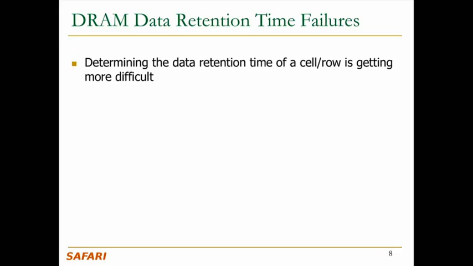I say cell or row in this case because you need to know the retention time of a cell, but you do the refresh on a row granularity, right? You cannot really access a single cell in DRAM, as you know. You need to activate an entire row, and you need to precharge an entire bank or subarray, which means that refresh happens at the row granularity, but weak cells happen at the cell granularity. So if you have a row that has a weak cell, that row needs to be refreshed often.